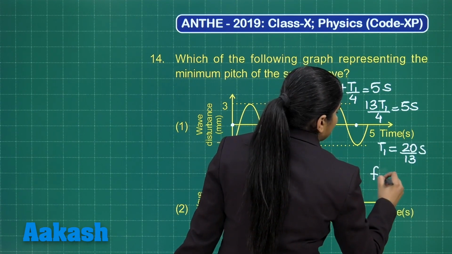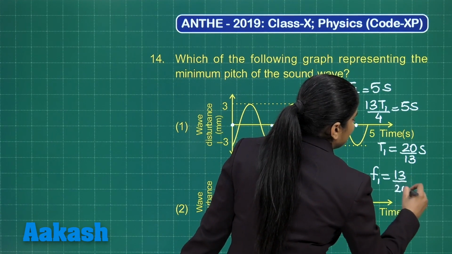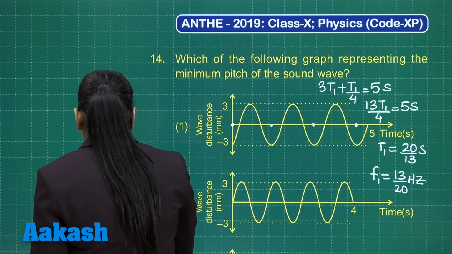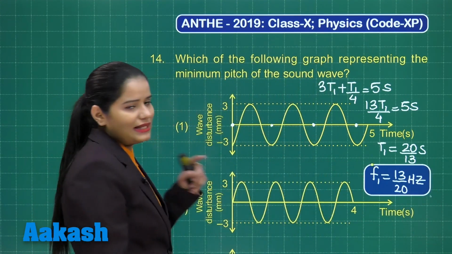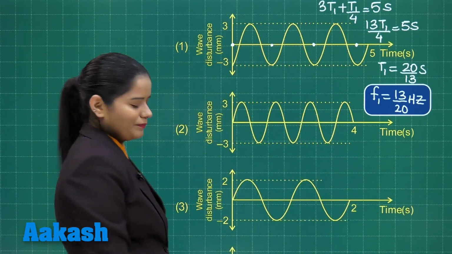The frequency is the reciprocal of the time period, so this is going to be 13 by 20 Hertz. I'm just going to put this into the box. So we have successfully calculated F1. Moving on to the next option for the calculation.